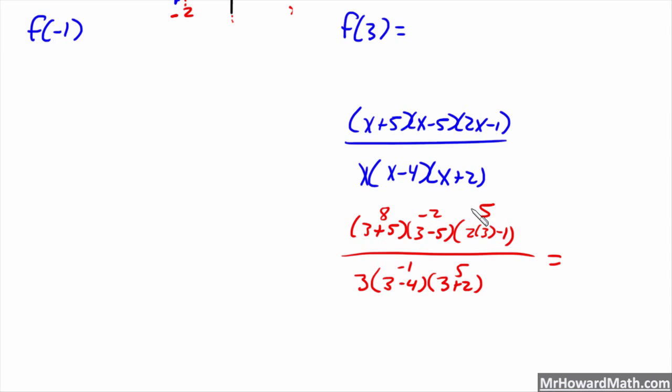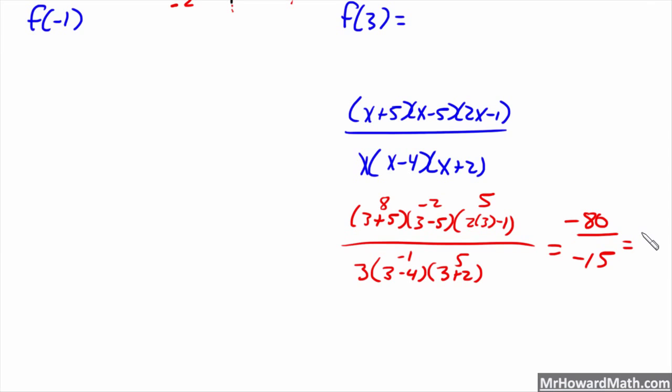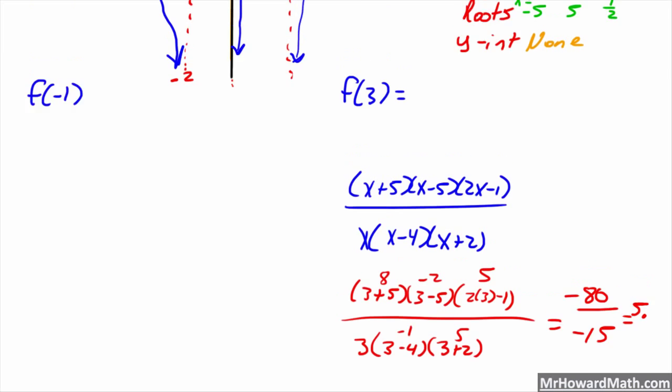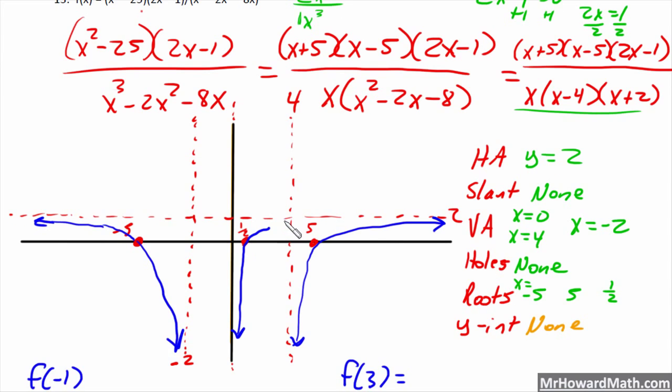So on top, all together, I have -10 times 8, -80. On bottom, I have -15. So it's 5 point something. It's above 5. So f of 3 is above 5. My horizontal asymptote is at 2, so it has to be somewhere up here. So that tells me I must cross this horizontal and then approach the vertical there. So that's enough information for that section.